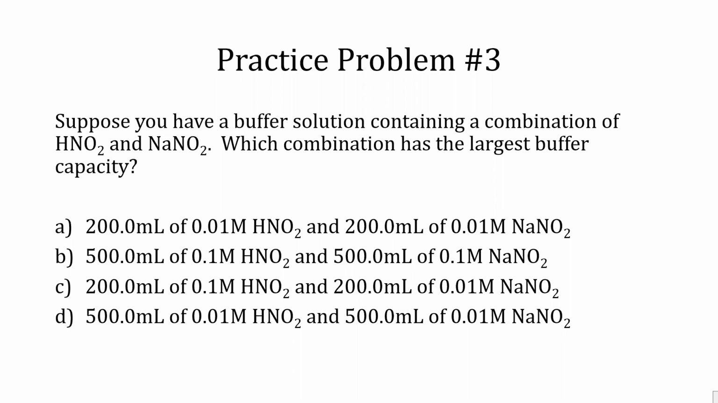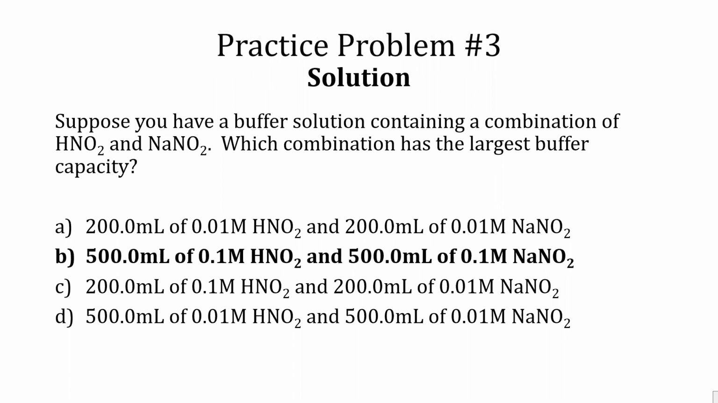A. 200 mL of 0.01 M HNO2 and 200 mL of 0.01 M NaNO2. B. 500 mL of 0.1 M HNO2 and 500 mL of 0.1 M NaNO2. C. 200 mL of 0.1 M HNO2 and 200 mL of 0.01 M NaNO2. D. 500 mL of 0.01 M HNO2 and 500 mL of 0.01 M NaNO2.